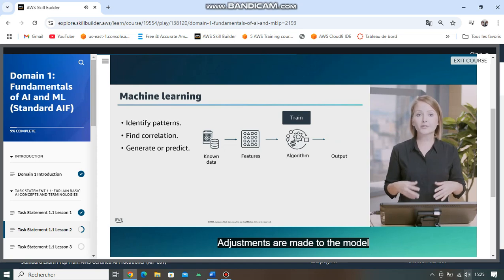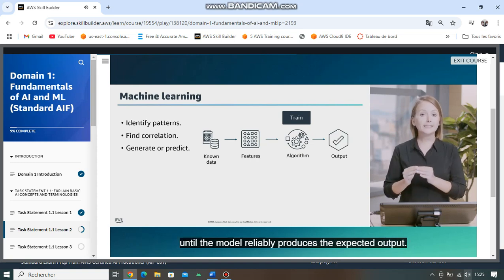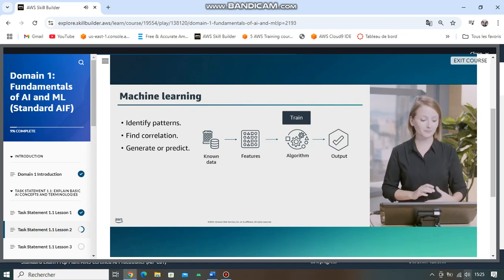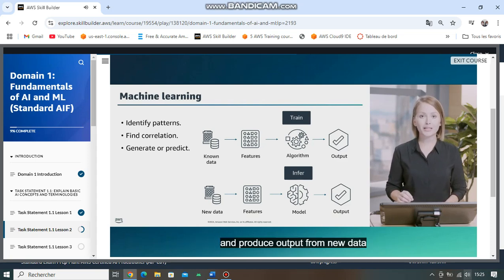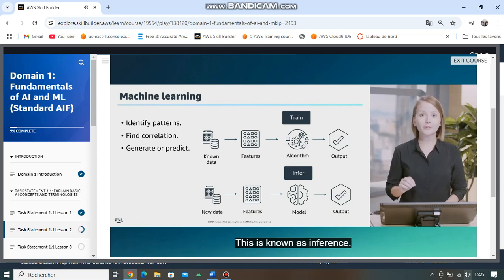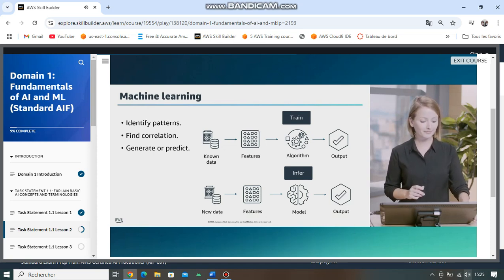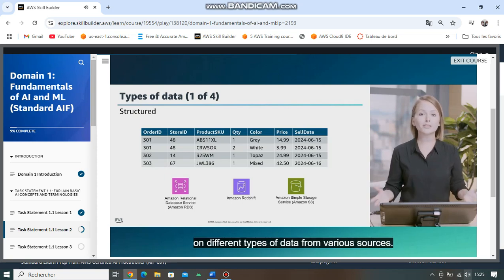Adjustments are made to the model by changing internal parameter values until the model reliably produces the expected output. A trained model is then able to make accurate predictions and produce output from new data that it hasn't seen during training. This is known as inference. ML models can be trained on different types of data from various sources.